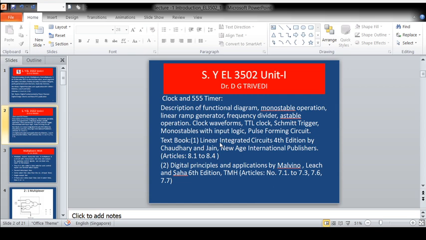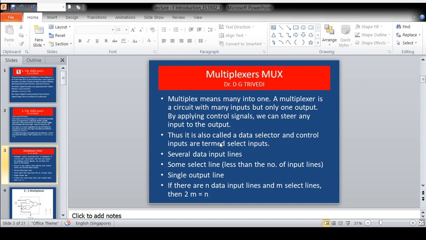This is very important as far as combinational logic circuits are concerned. Now we are going to study the first topic of your syllabus. We are starting with the multiplexer. The question is, what is a multiplexer? Where is it utilized? And why are we supposed to study this multiplexer?